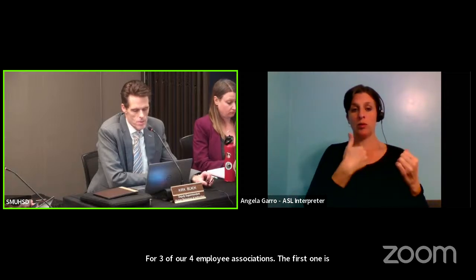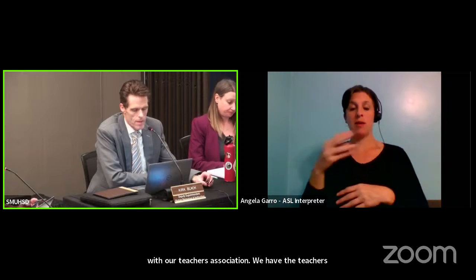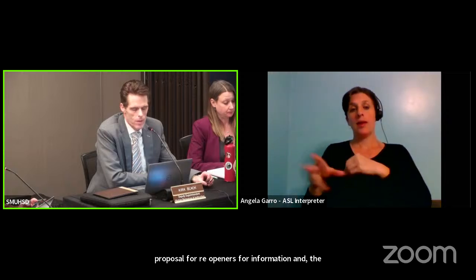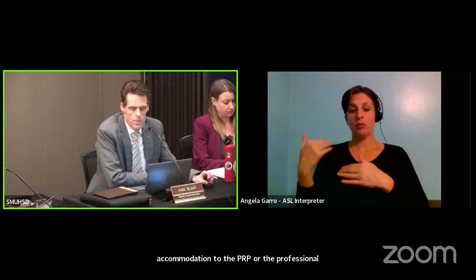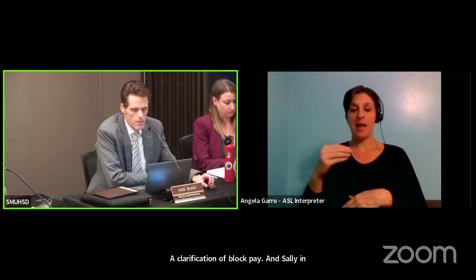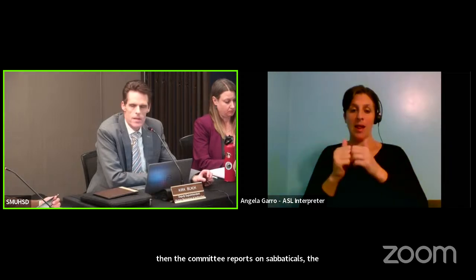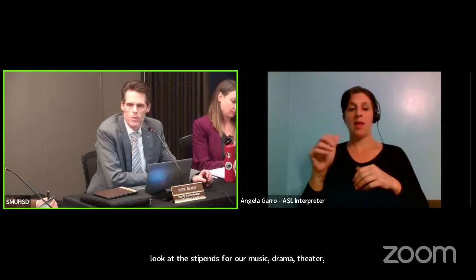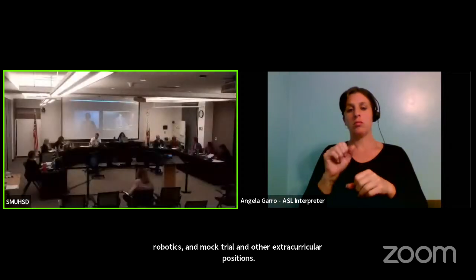We have the teachers' proposal for reopeners for information and the district reopeners that includes adding the 504 accommodations to the PRP, or the professional responsibility period, a clarification of block pay and salary and benefits, and then the committee reports on sabbaticals, the evaluations to deans and athletic directors, and then a look at the stipends for our music, drama, theater, robotics, and mock trial and other extracurricular positions. Thank you. I'll open it up for board comments.